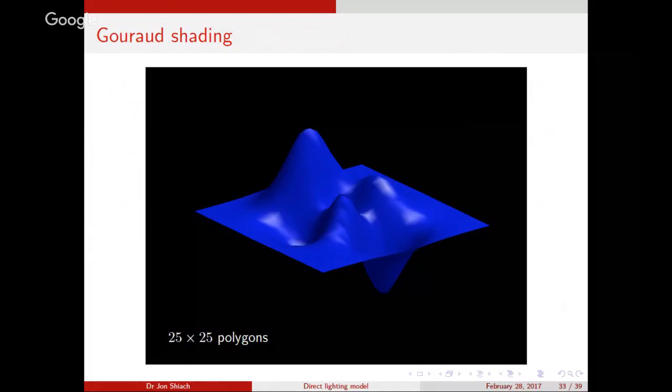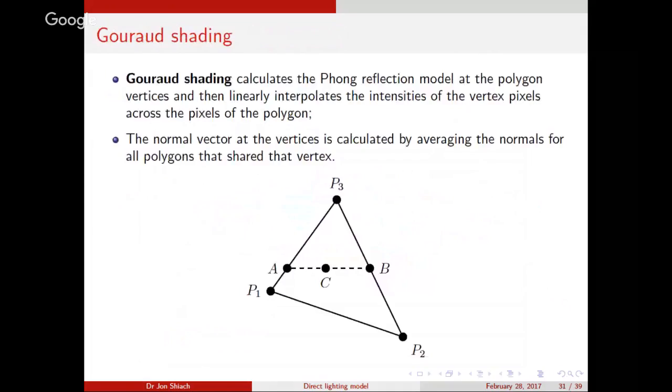Now the reason why is, if I go back to the slide here, we only use Phong's reflection model at the corners, and then the information at the corners is interpolated across the middle. If the shininess at the corners is low, that means everything we interpolate across the middle is also going to be low. So let's say you had a big polygon, and in the middle it should be really shiny, but at the outside it's not shiny. You're going to lose that shininess.